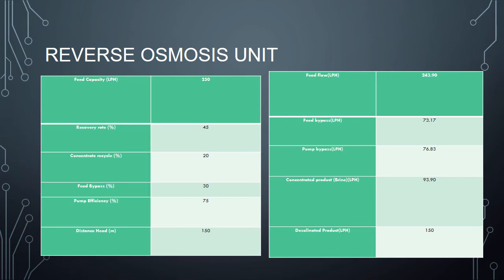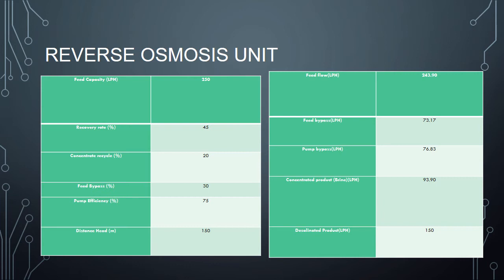Basically, the recovery ratio is more, but due to the current geographical condition of my house and other relevant issues, the recovery rate is comparatively low. The concentrate recycle percent is around 20, and there is also a feed bypass that does not flow through the arrow membrane. Rather, it is bypassed directly to the water reservoir of the house. The percentage for that is around 30%, and I have used a pump which has an efficiency of around 75%, and the distance head is 150 meters.